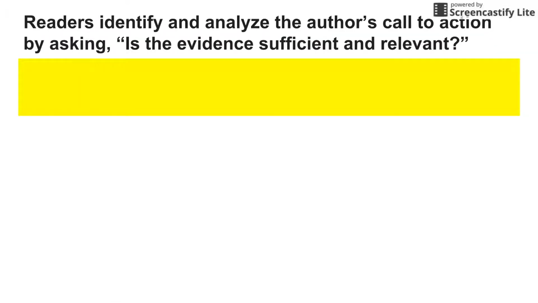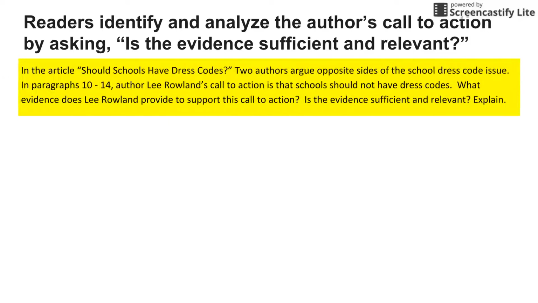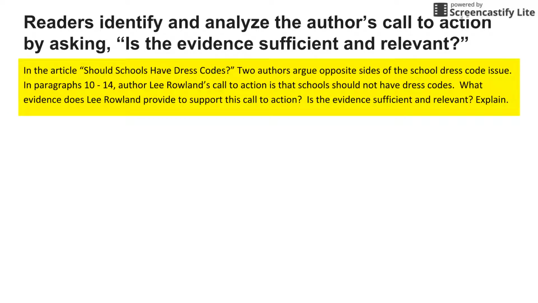So now it's your turn. Now it's your turn to identify and analyze the author's call to action by asking, is the evidence sufficient and relevant? You will be working with the article titled, Should Schools Have Dress Codes? Now, two authors argue opposite sides of the school dress code issue. In paragraphs 10 through 14, author Lee Rowland's call to action is that schools should not have dress codes. What evidence does Lee Rowland provide to support this call to action? Is the evidence sufficient and relevant? Explain. So you will be restating the question in sentence form as well as providing an answer.